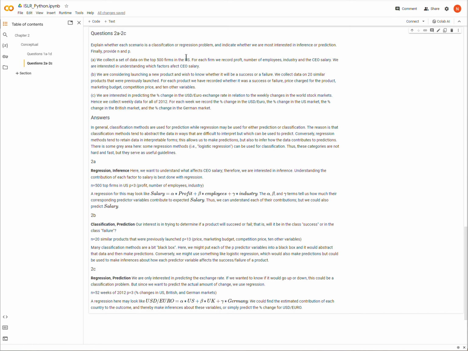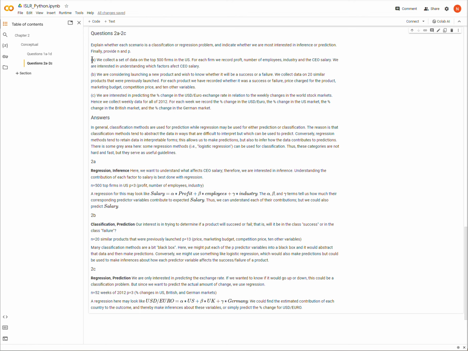So first we're asked to determine whether each problem seems to lend itself to either classification or regression, whether or not we are interested in inference or prediction, and then to finally provide the n, the number of data points, as well as p, the number of parameters or predictors that we're using, according to the question.